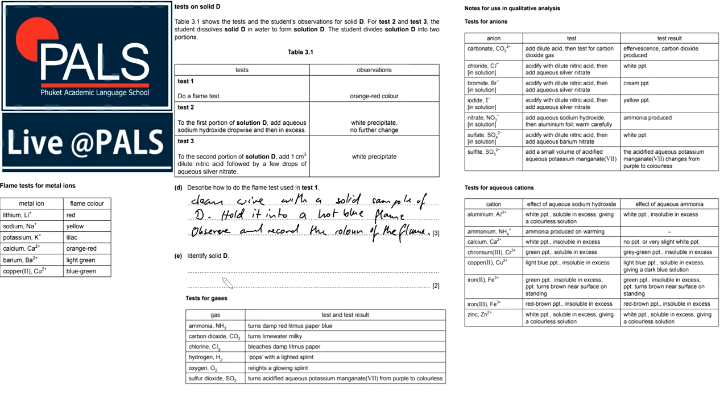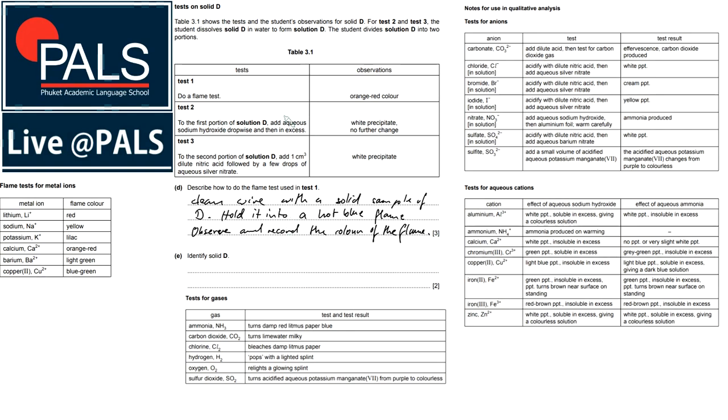of the flame. Another way to do this would be with a splint soaked in a concentrated solution of solid D. So we would have to make a concentrated solution of it, and then we can hold the splint into the flame. That works as well. Or a clean wire with a solid sample. And yeah, hold it into a hot blue flame of a Bunsen burner and then observe the color change of the flame.